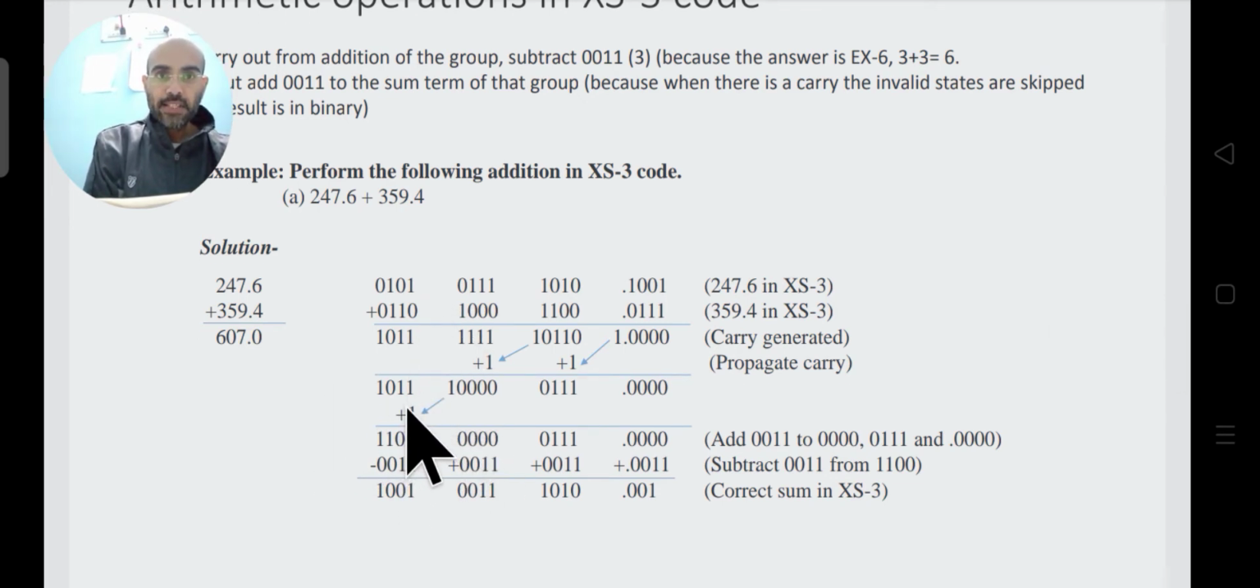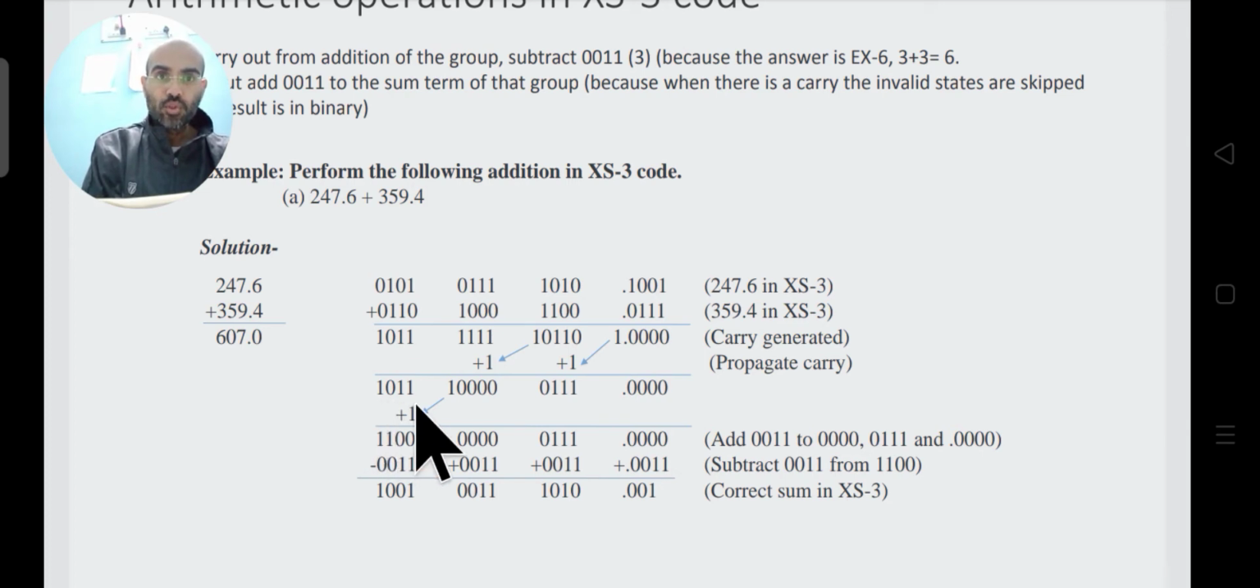Now from the next step, the final MSD state. We see that again a carry forward is generated to the next group. If I perform the addition again, the answer is 1100. Now in this particular case, no code is generated.